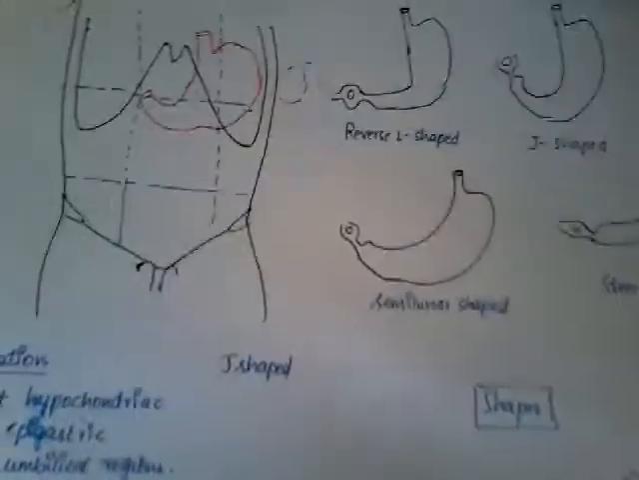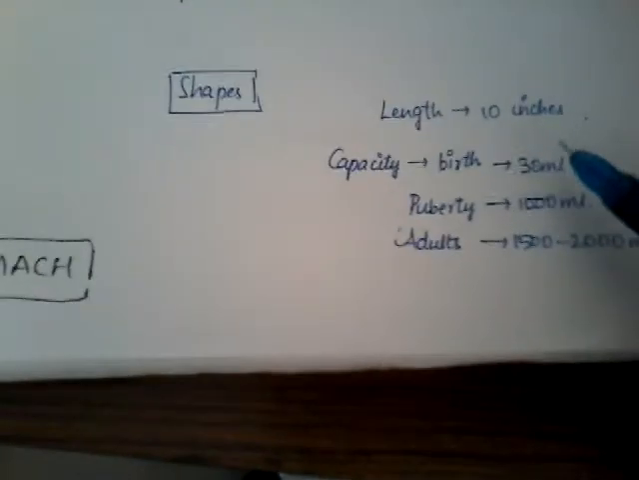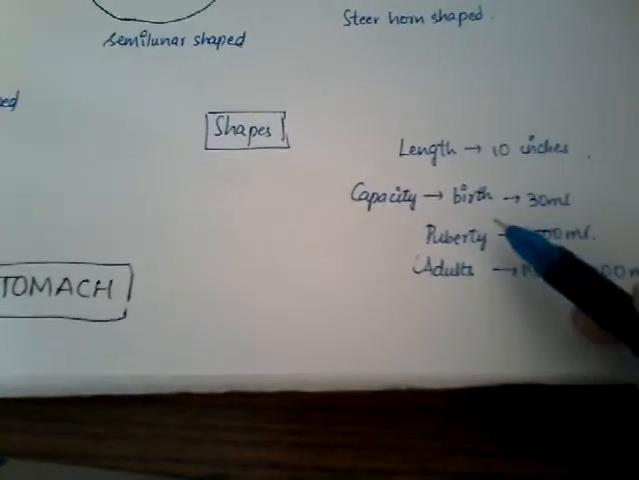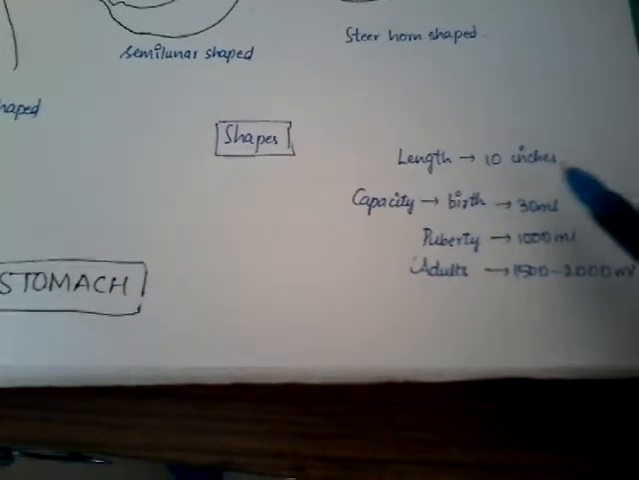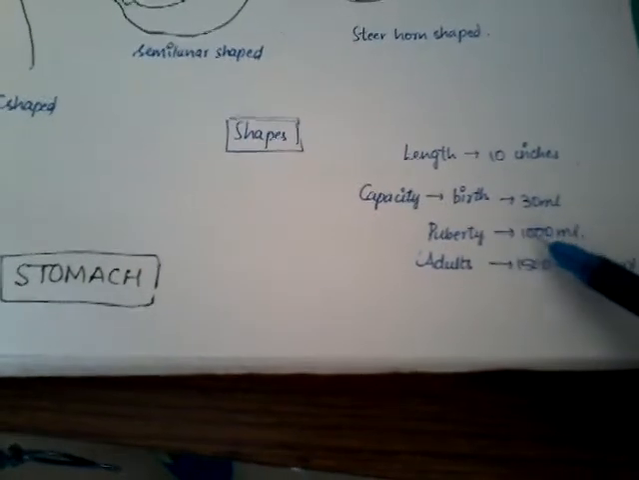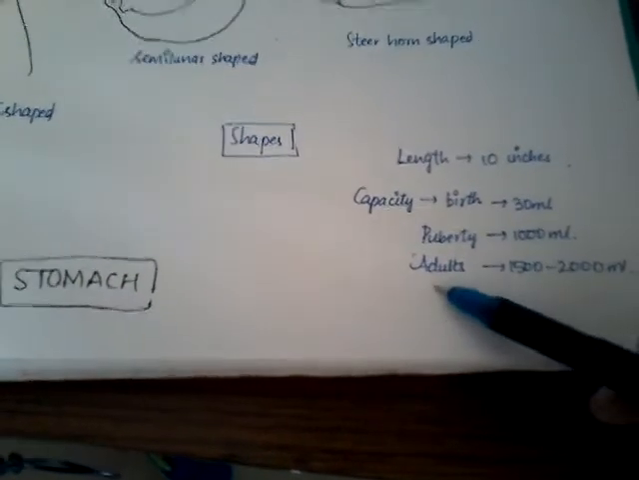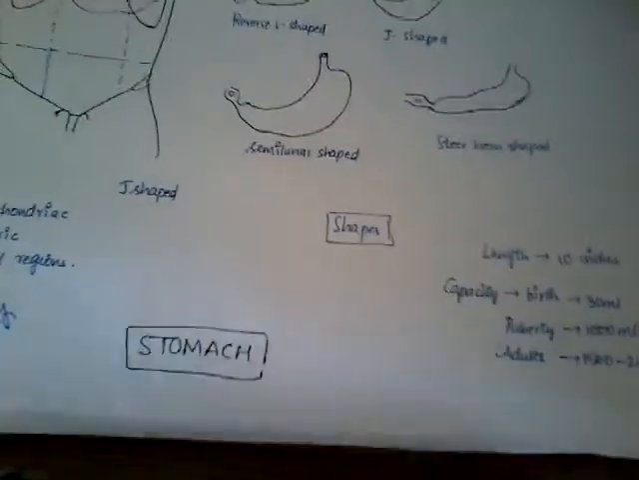Now, what is the size and capacity of the stomach? The stomach has a length of 10 inches, and its capacity is distendable. The distension is variable. At birth, it is just 30 milliliters. At puberty, it is 1000 milliliters. In adults, it is around 1500 to 2000 milliliters. So this is about the introduction of the stomach. Now let us learn about the external features of the stomach.